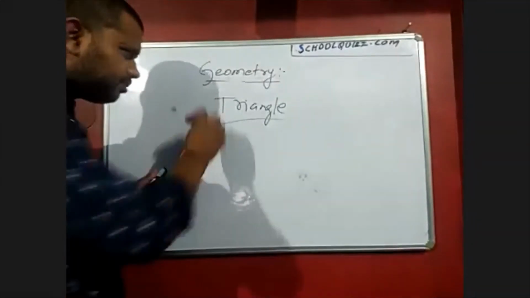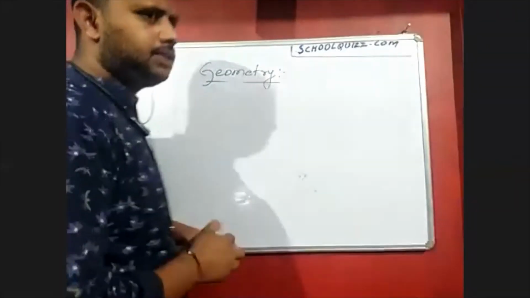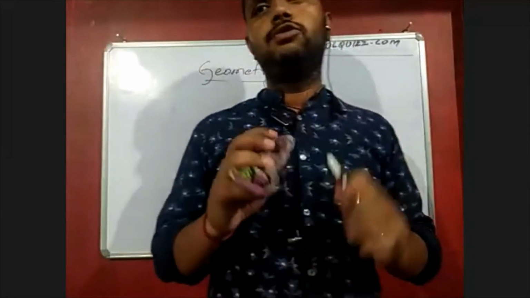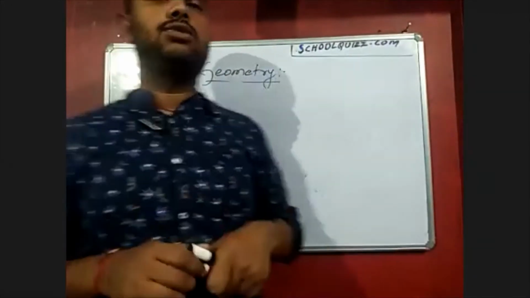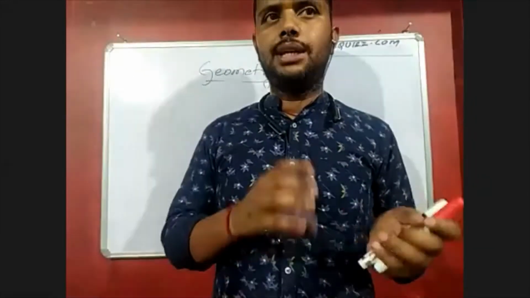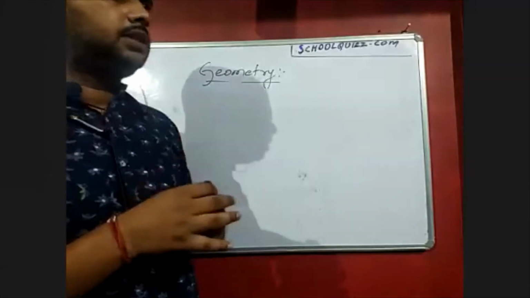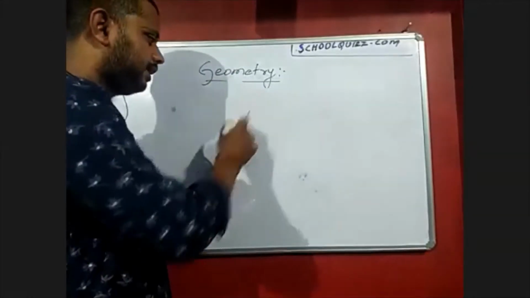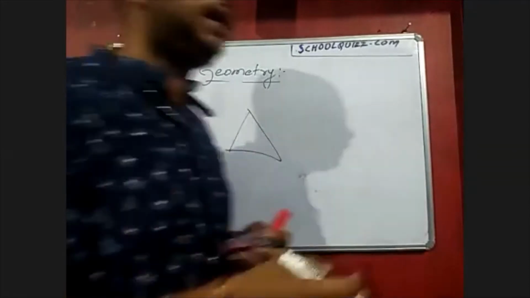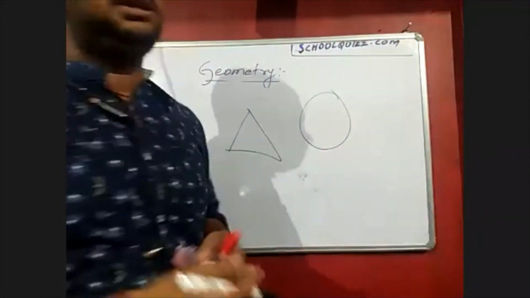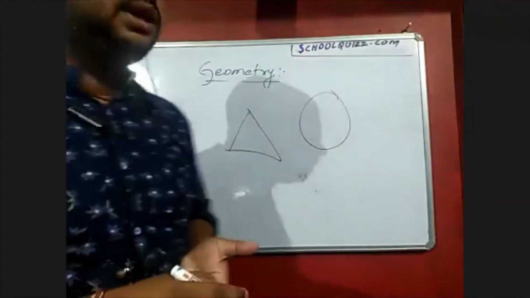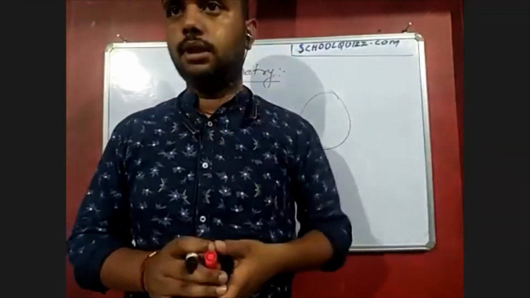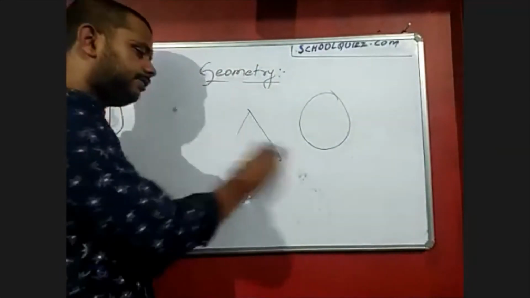So see, triangles actually start from the third class onwards, when they started geometrical figures. What type of figures? A triangle is there, a square is there, a circle is there. They give you pictures. Triangles are three-sided figures. This is a circle. For example, the sun looks like a circle, the moon looks like a circle, some ball you are using in your room also looks like a circle. Understand? Those things you started from the third class onwards.